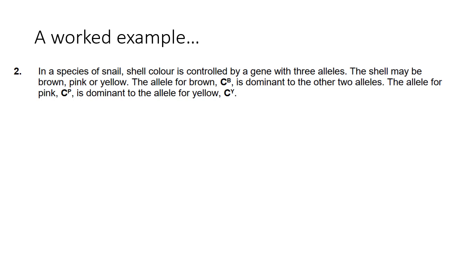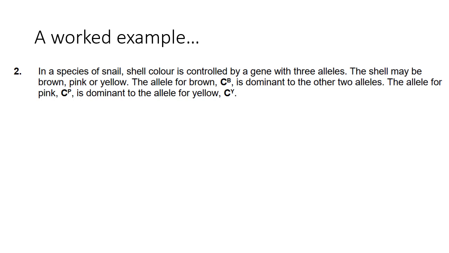So question 2 in the homework booklet states that there is a species of snail where the shell colour is controlled by a gene that has 3 versions or 3 alleles. So they're telling us that the 3 different phenotypes are brown shells, pink shells, and yellow shells. Now we're told that the allele for brown shells, or CB, is dominant to both other alleles. That is the most dominant allele. Then the allele for pink, or CP, is dominant to the allele for yellow, or CY.